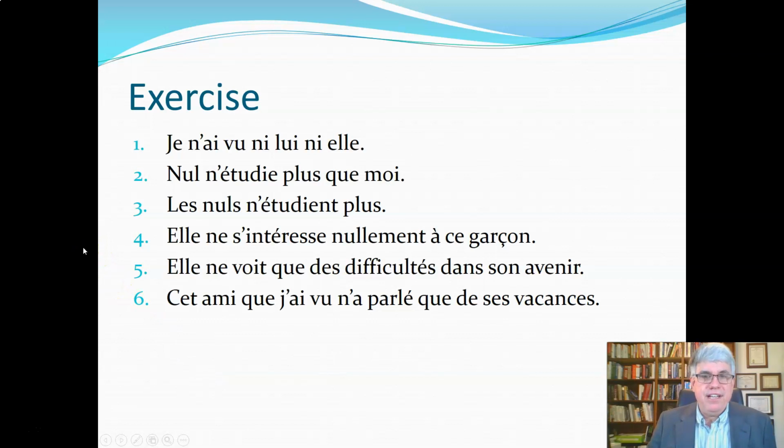So here are some exercises, and these are difficult again because there are words that sometimes are used in negative expressions, sometimes they're not. So you'll have to look them up in your dictionary, especially number 3. You'll have to look up nul in your dictionary to see what it means when it's a noun. So work on these and write out a translation, and when you're done, you can go to the next video.